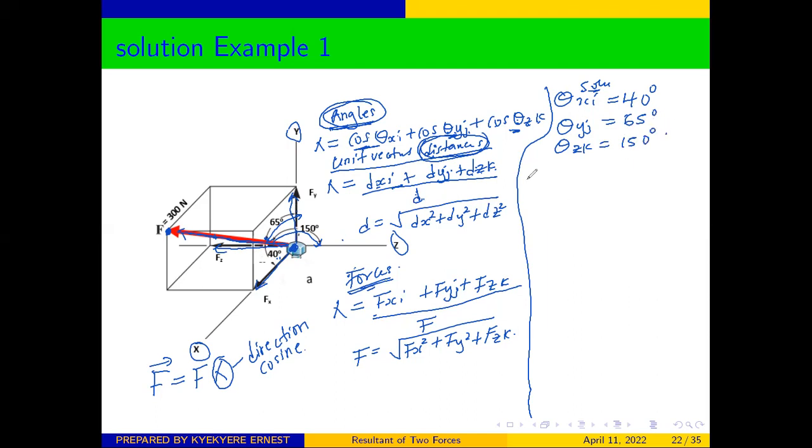So now we can say that our force in the vector form is equal to F in the scalar form times lambda, which is our direction cosine. And we know that here we have been given angles, so our lambda will be equal to cos theta xi i plus cos theta yj j plus cos theta zk k. We know theta xi, the angle the force makes with the x-axis, which is 40 degrees. We know theta yj, the angle with the y-axis, and theta zk, the angle with the z-axis. So we can just insert them into this formula.